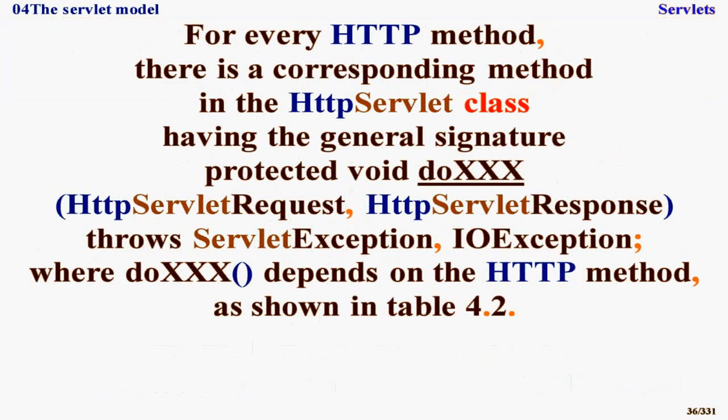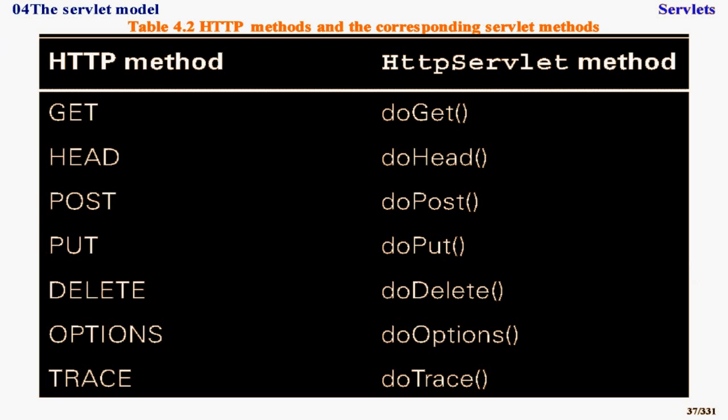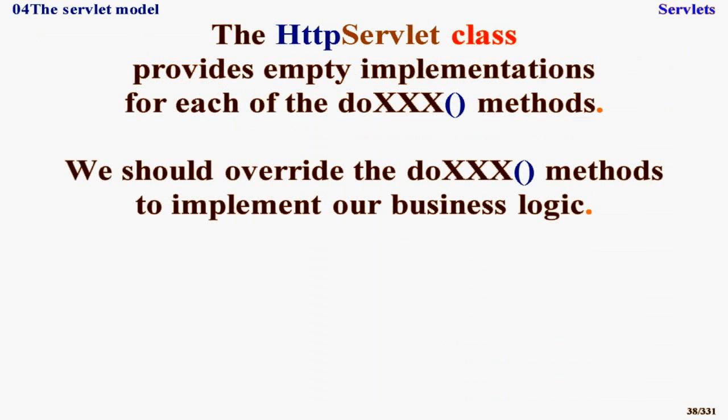For every HTTP method, there is a corresponding method in the HttpServlet class having the general signature protected void doXXX(HttpServletRequest, HttpServletResponse) throws ServletException, IOException, where doXXX depends on the HTTP method, as shown in Table 4.2. Table 4.2 HTTP methods and the corresponding servlet methods. The HttpServlet class provides empty implementations for each of the doXXX methods. We should override the doXXX methods to implement our business logic.